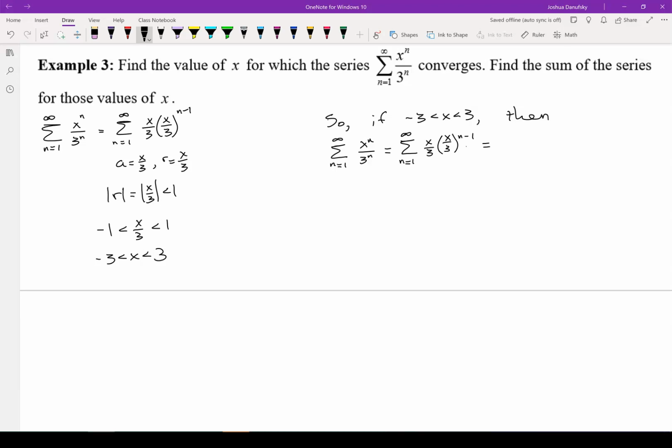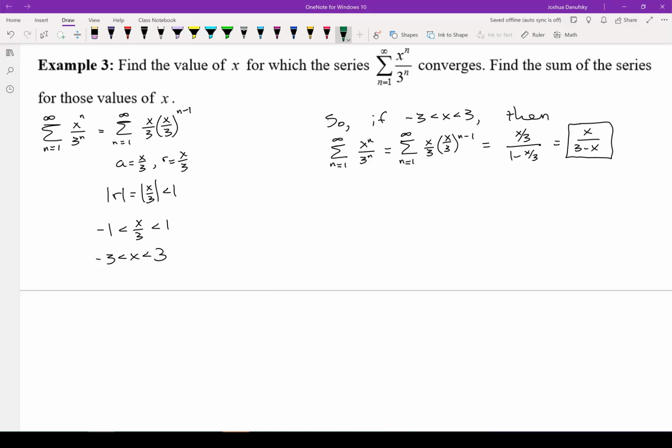We use the formula for a convergent geometric series, which is going to have a in the numerator, x over 3, over 1 minus the common ratio, like this. Multiplying top and bottom by 3, we get x over 3 minus x.